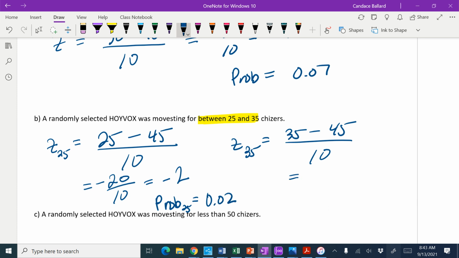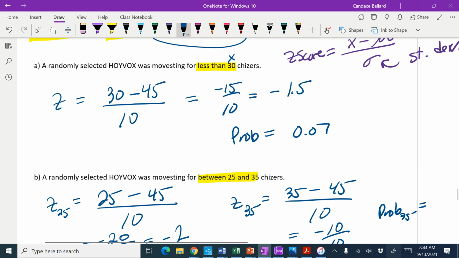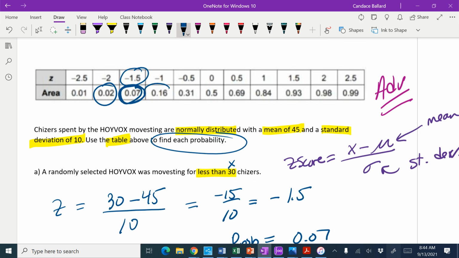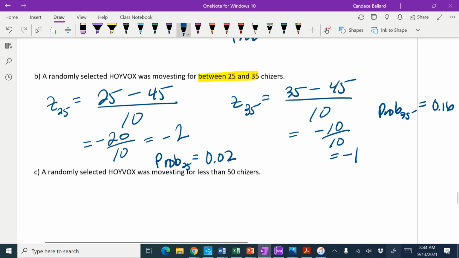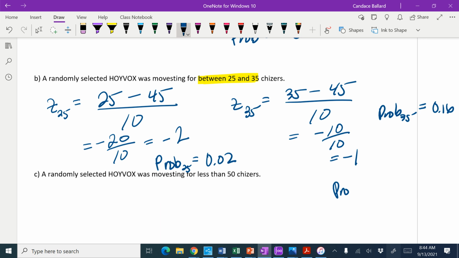Okay, so let's see. 35 minus 45 is what? Negative 10 divided by 10 is? Negative 1. So our probability of 35 is what? 0.16. So our overall probability, what am I going to do with those two numbers? I got to subtract 0.16 minus 0.02. So 0.14.